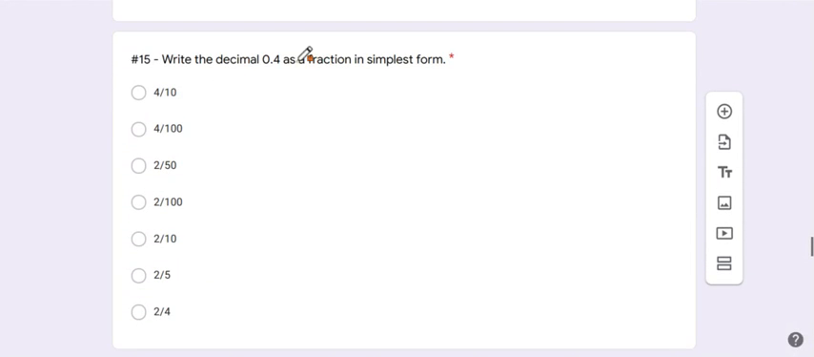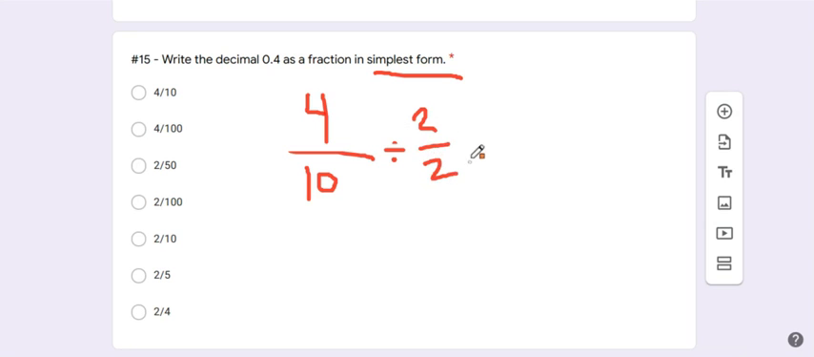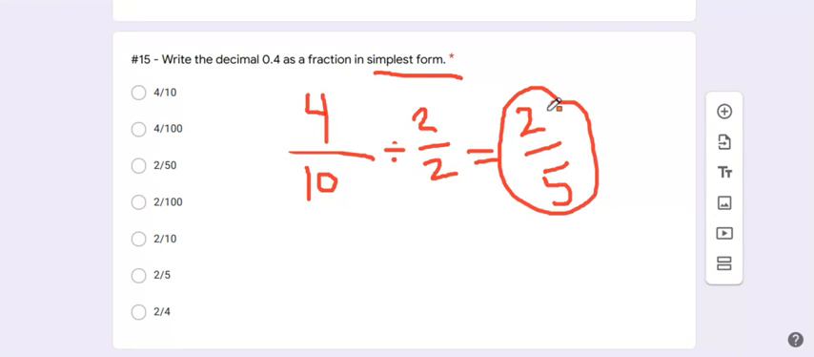Number 15, here's the decimal 0.4. I know it's 4/10 because the 4 is in the tenths place. The tenths place, of course, is the first digit after the decimal. So to write this as a fraction, I would say 4 over 10, right? That's 4/10. But is this in simplest form? And you should say no, it's not, because 4 and 10 are both even. They can be divided by 2. So I need to divide the top and the bottom of the fraction by the same number, by 2. On the top, 4 divided by 2 is 2. On the bottom, 10 divided by 2 is 5. And so 4/10 as a fraction in simplest form is 2/5.